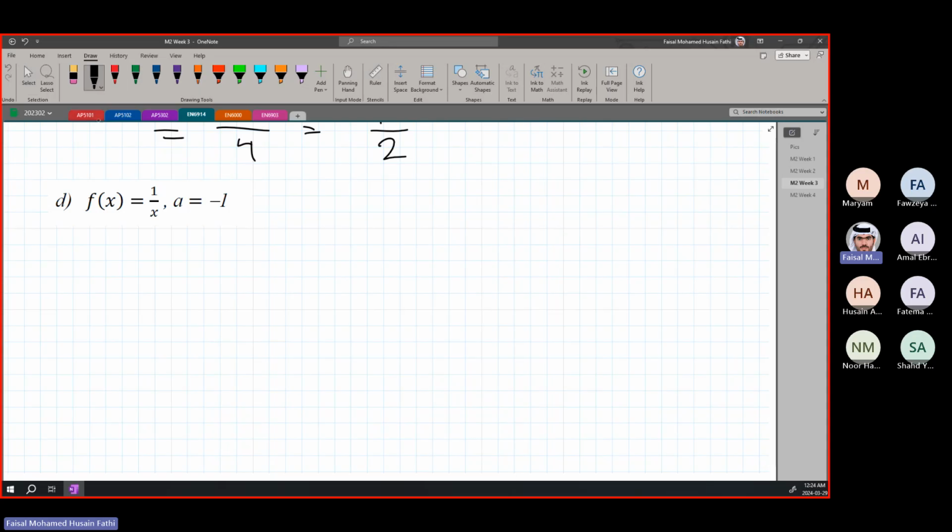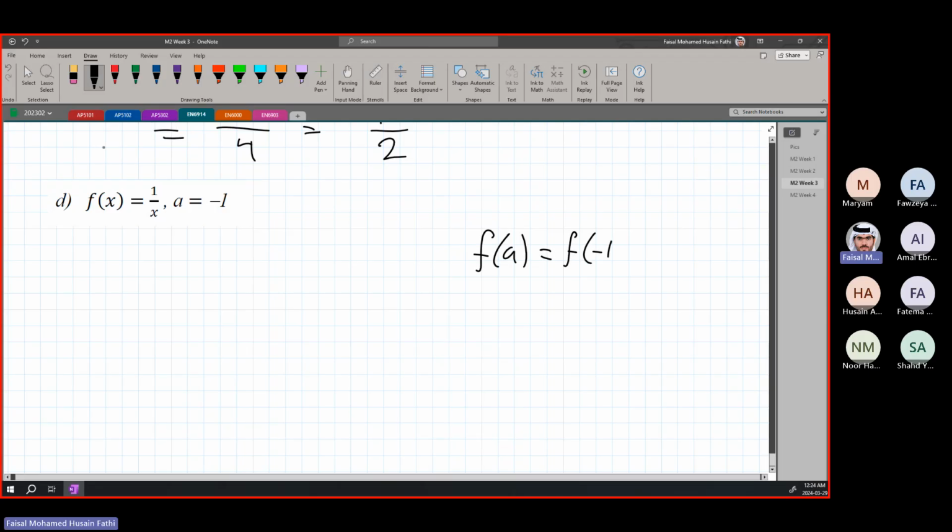So again, you will do the exact same thing we did earlier. First thing, you will find your f of a, which is equal to f of minus 1, which is equal to 1 over minus 1. We're substituting for x, which is equal to minus 1. So we found our f of a to be minus 1. Let's do our first derivative.